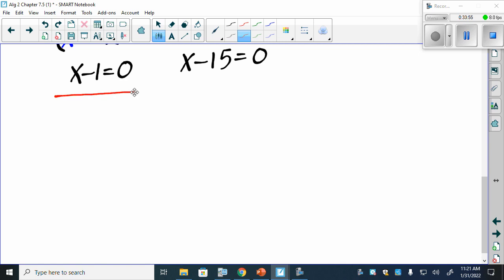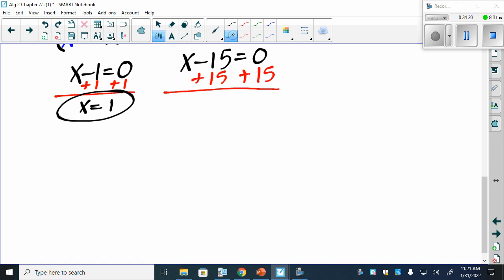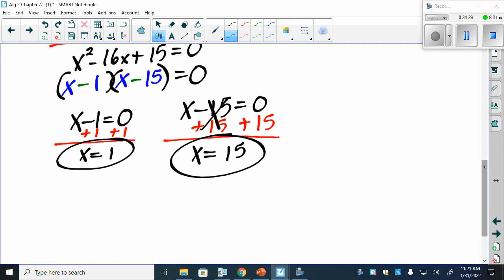So for the first one here, x minus 1 equals 0. Well, the first thing we can do is add 1 to both sides, which will tell us that x is equal to 1. And since x is by itself, one of the solutions for this here is that x is equal to 1. What can we do with the other one? Add 15 to both sides. These would cancel, telling us x is equal to 15. So our two solutions here is that x is equal to 1 and x is equal to 15. And that's it.